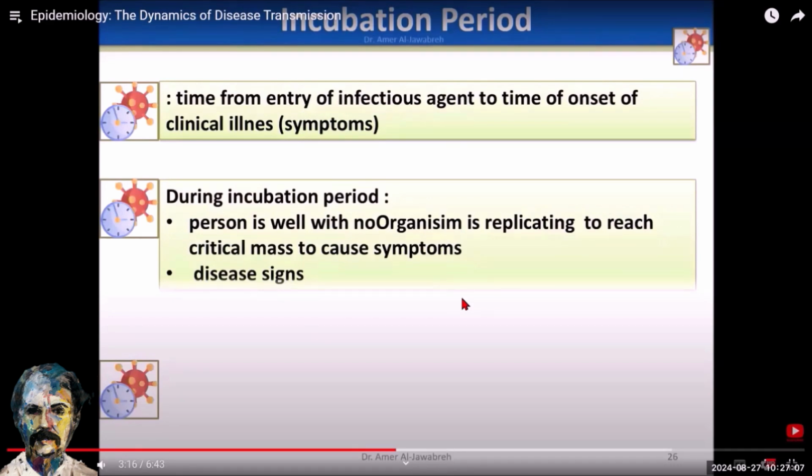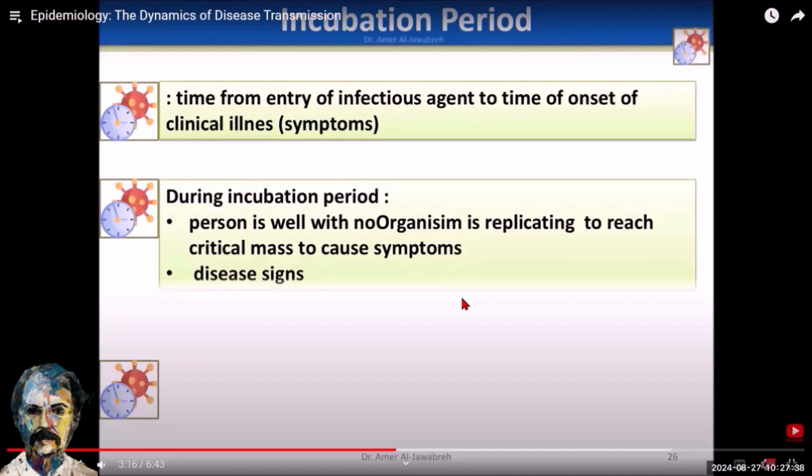Okay. So during incubation, the person is well with the organism. It means that the person is not showing symptoms during the incubation period. If it's 2 months, you are normal. Nobody will know that you have it. Even at the beginning, if you test yourself, you are still negative because the number of viruses is below the detection limit. So the person is well with the organism, not without the organism, with the organism replicating.